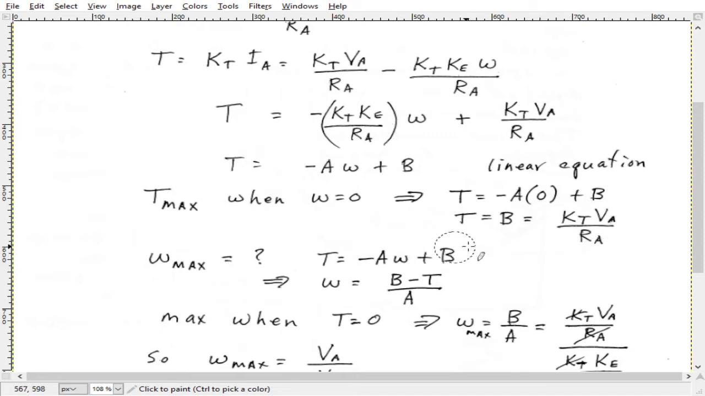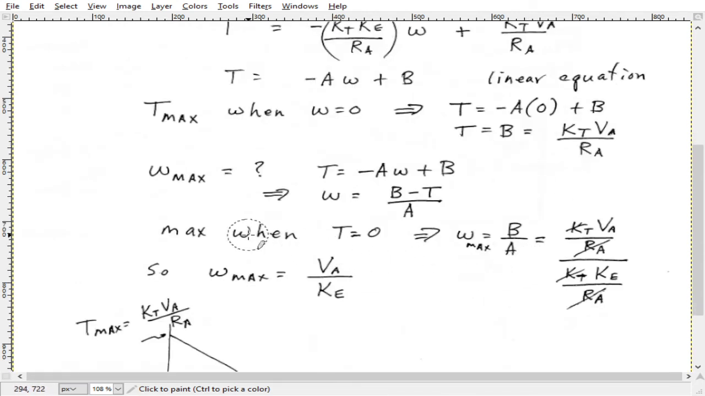Okay, so here's another question. What is the maximum speed? Well, we can basically look at this equation here. I've written it down again. And notice if I solve for omega, I get B minus T over A. So the maximum speed occurs when the torque is equal to 0.